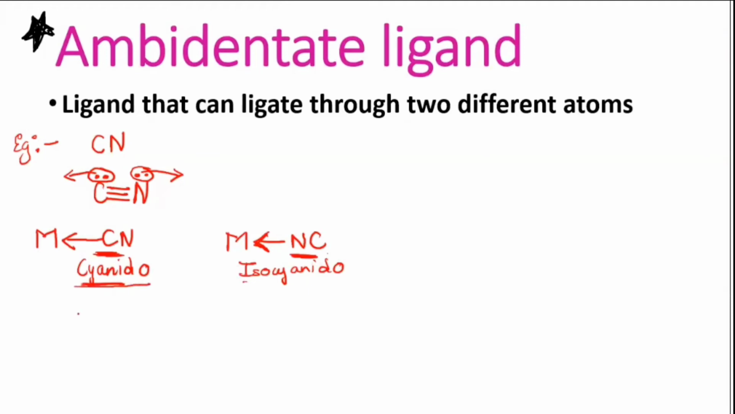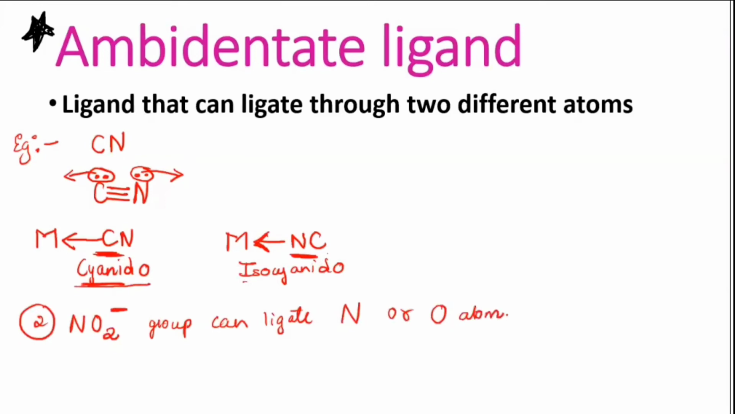Another example we are having is the nitro group, the NO2 minus group. This is the second example. In this group, they can ligate through nitrogen or through the oxygen atom. In case they are donating through the nitrogen side, then I write it directly like this, NO2. So nitrogen is written first, and nitrogen is pointing towards the metal. That means here nitrogen will be donating.